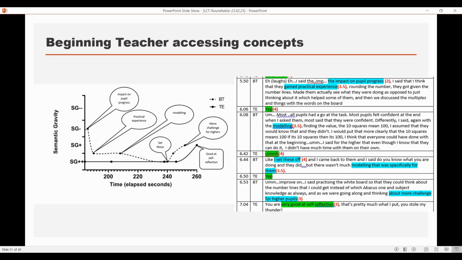You've stolen my thunder. So in an interesting way, the teacher educator saw themselves as the sort of gatekeepers of the knowledge, theirs to impart, rather than engaging in this iterative process of relating the specific classroom context to those bigger ideas and concepts.